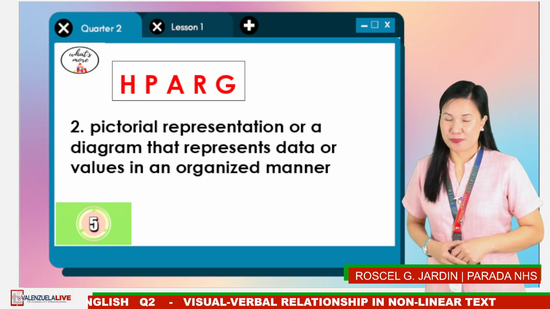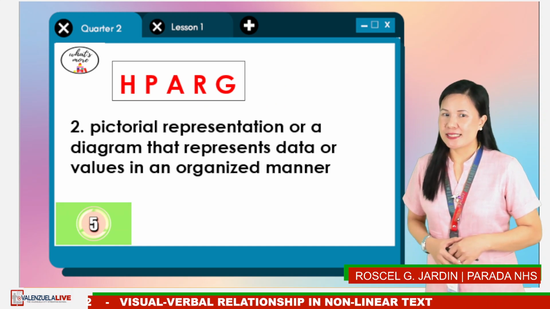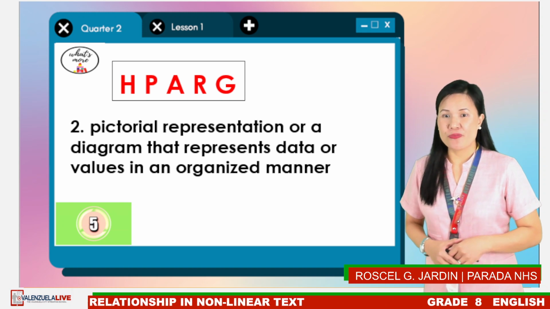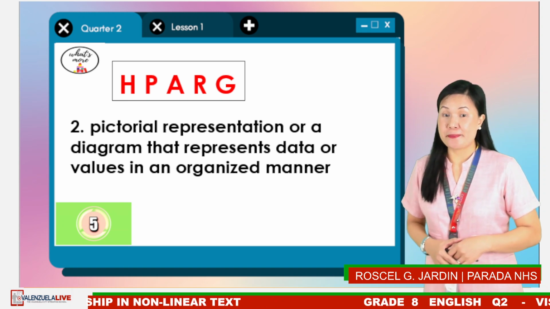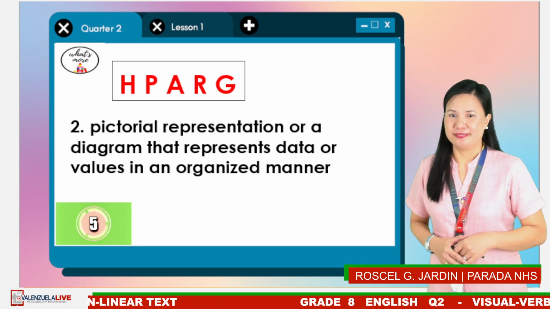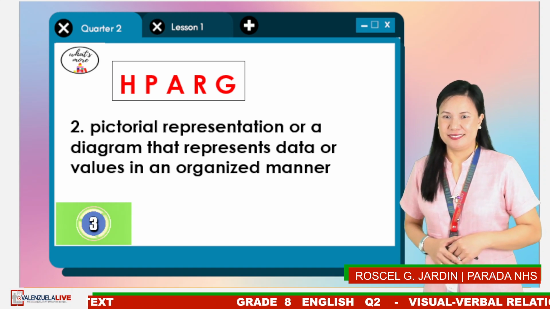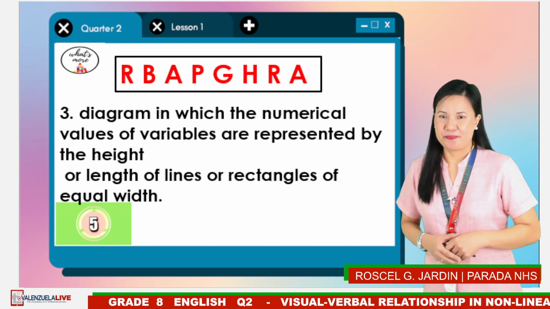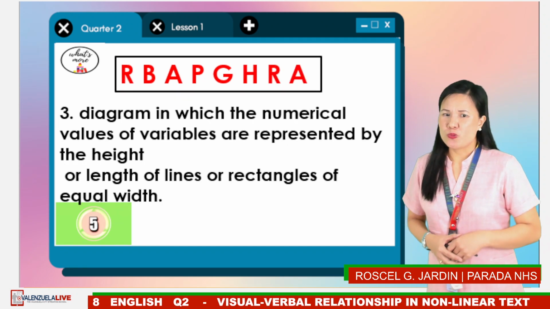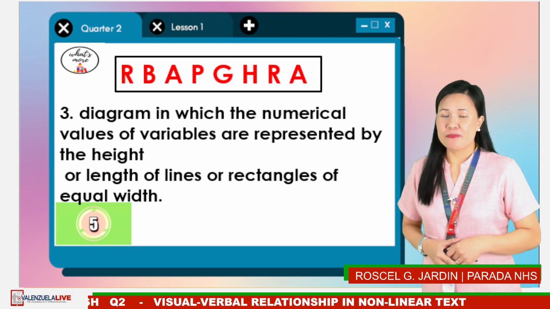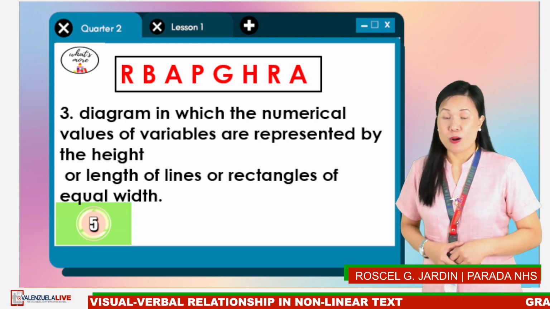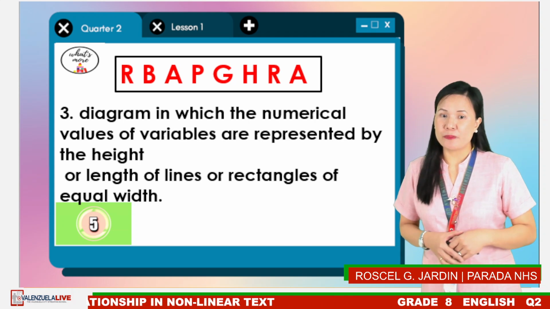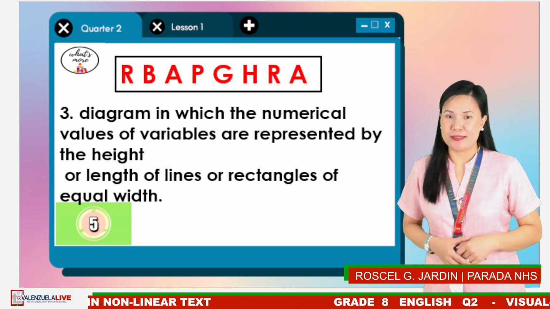Number two, pictorial representation or a diagram that presents data or values in an organized manner. Number three, diagram in which the numerical values of variables are presented or represented by the height or length of lines of rectangular or equal width.